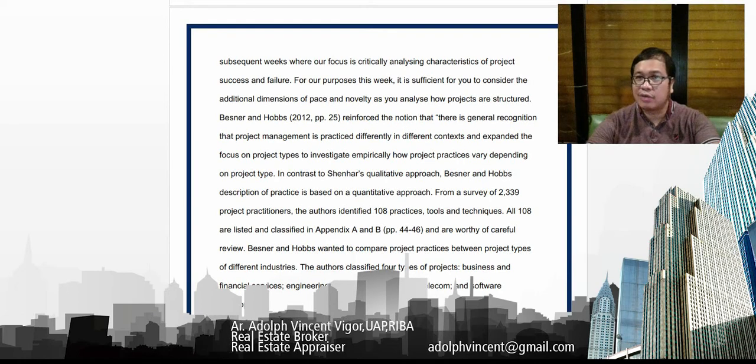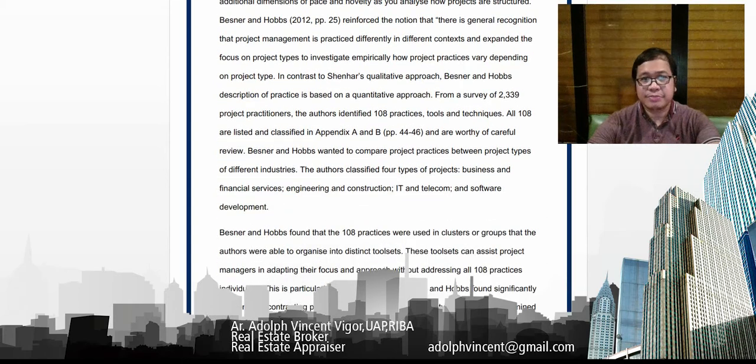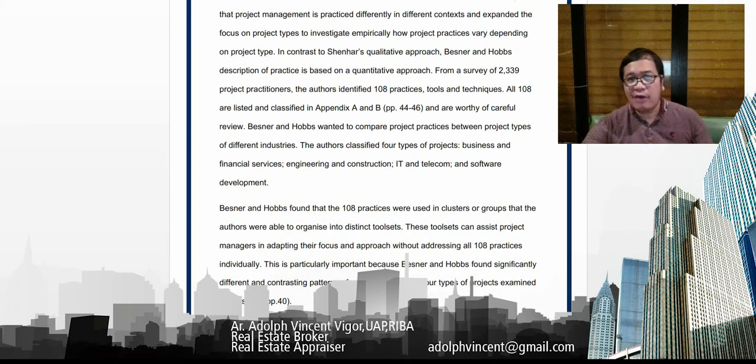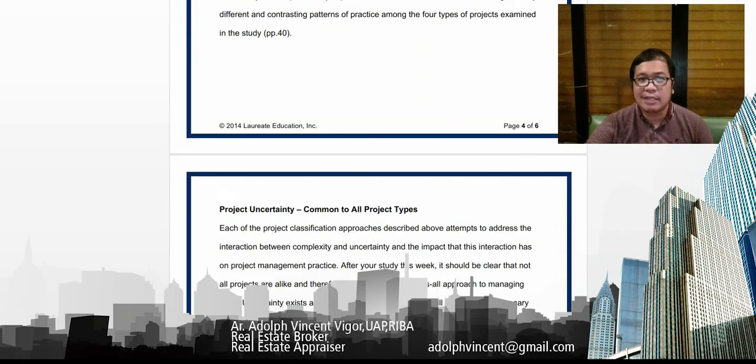Engineering and construction also require a different approach, as well as IT and telecom and software development. So Bestner and Hobbes found that 108 practices were used in clusters or groups that the authors were able to organize into distinct toolsets. These toolsets can assist project managers in adapting their focus without addressing all 108 practices individually. This is really important because Bestner and Hobbes found significantly different and contrasting patterns of practice among the four types of projects examined in the study.